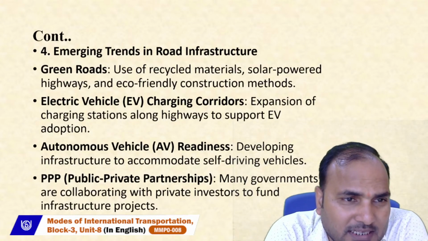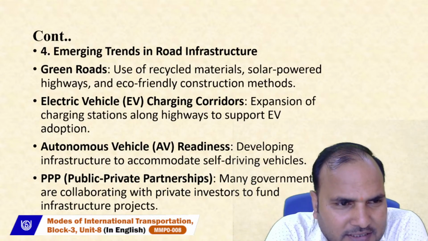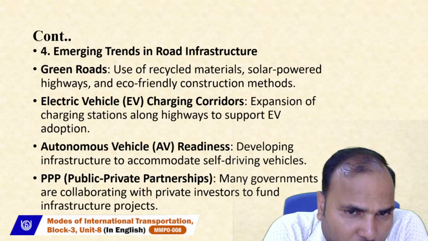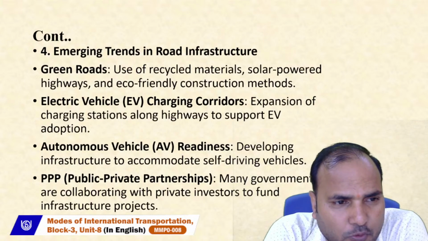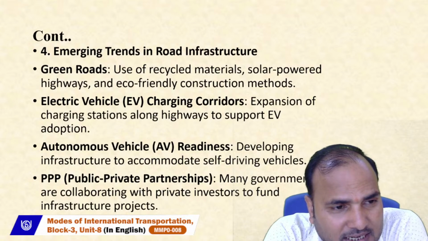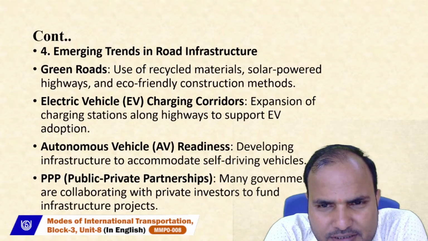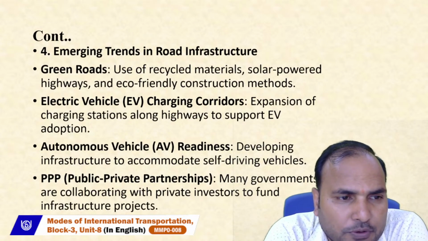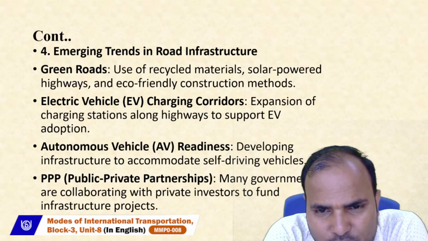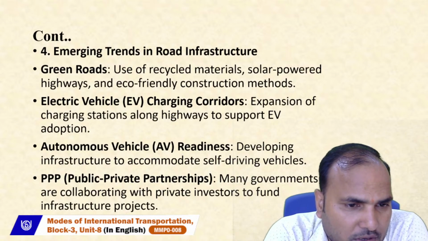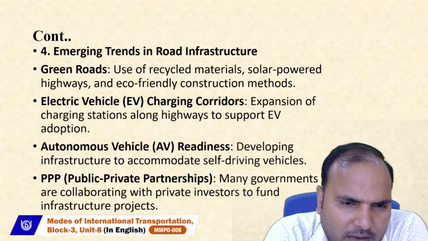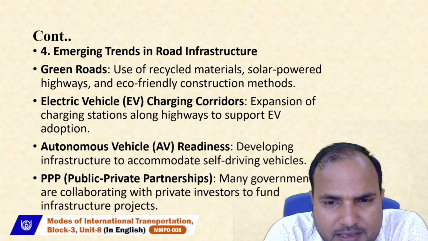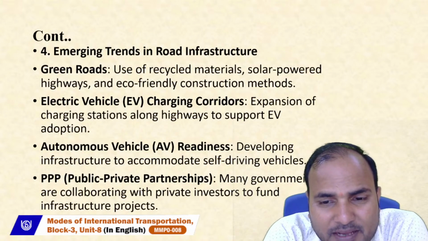Then comes another important concept: what are the emerging trends in road infrastructure? You can say green roads: use of recycled materials, solar-powered highways, eco-friendly construction methods. This is one of the emerging trends. Another emerging trend is electric vehicle, EV, charging corridors. You have seen in many organizations and universities, it is mandatory to use electric vehicles on campus, along with expansion of charging stations along highways to support EV adoption. Till now, people and consumers are less aware. Another is autonomous vehicle, AV, readiness: developing infrastructure to accommodate self-driving vehicles.